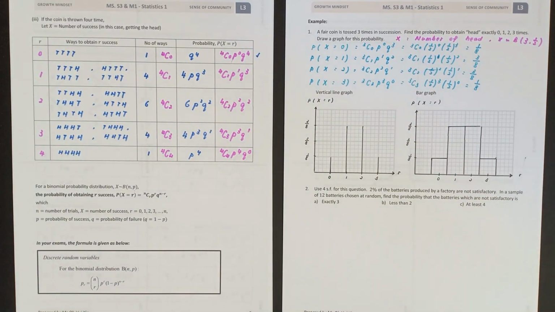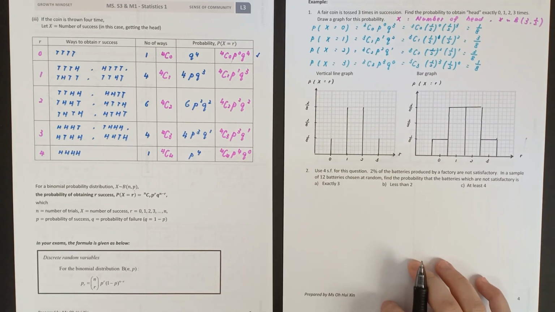So this is a probability distribution graph. Normally I don't think they'll really ask this in the exam, but they might ask about the characteristics, like whether it is symmetrical, or negatively skewed, or positively skewed, and so on. All right, so that's number 1.